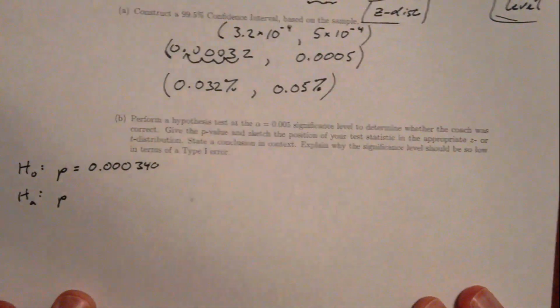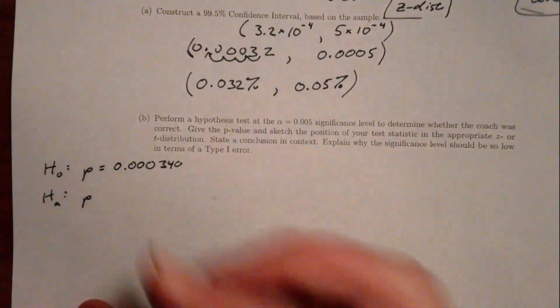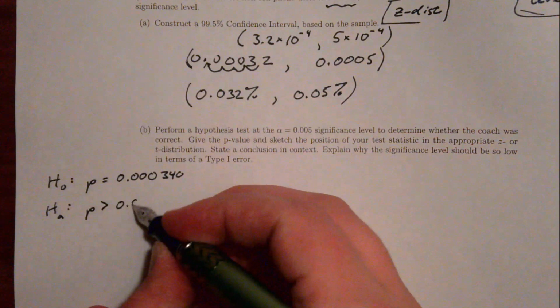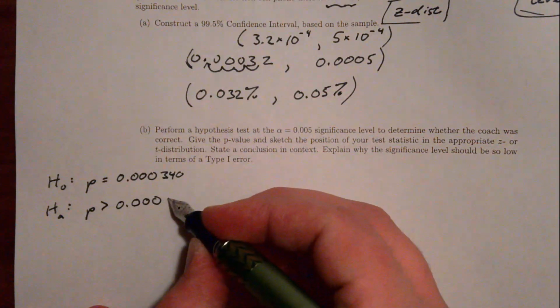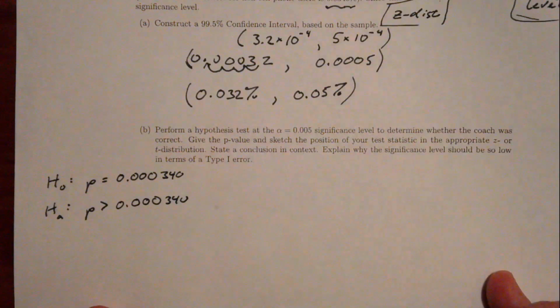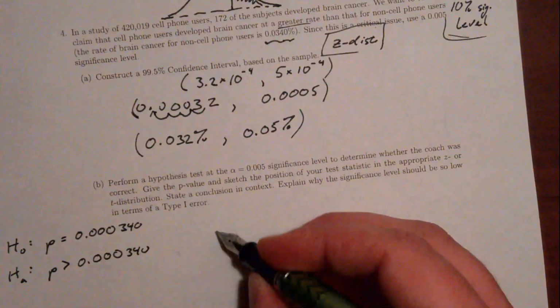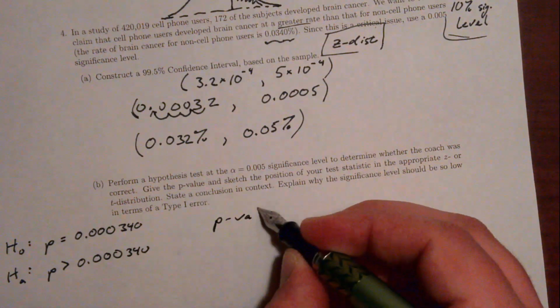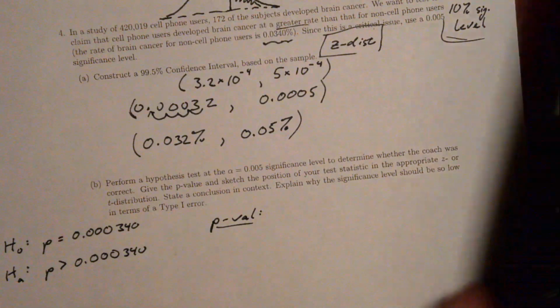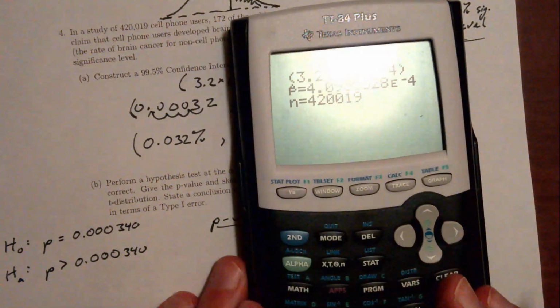Fit everything in here. Okay, so P is going to be greater than 2, 3, 3, 4. P-value and then the sketch as usual. All right, we got the interval. Now we do the test.